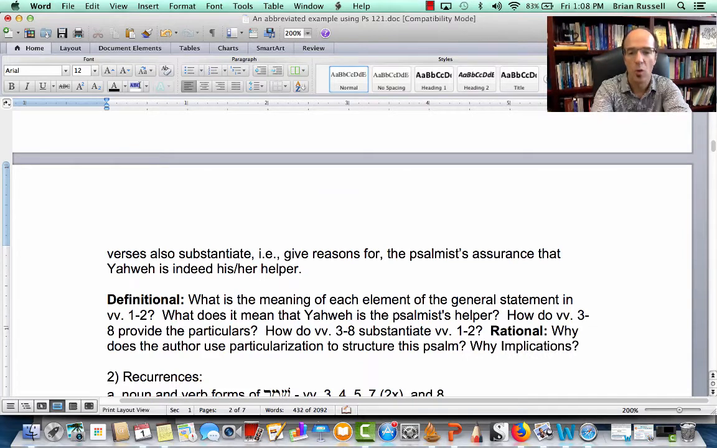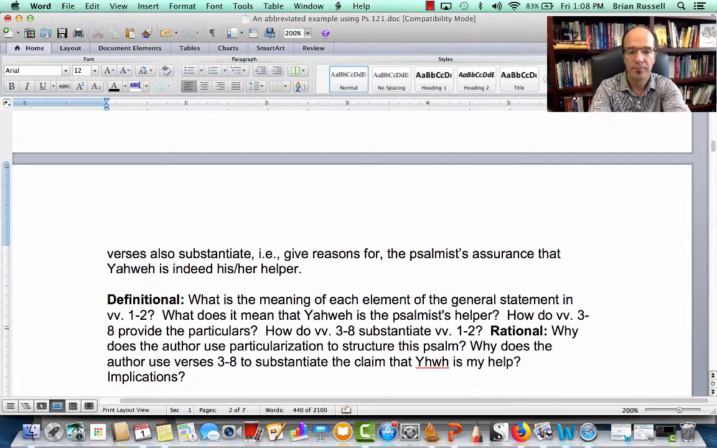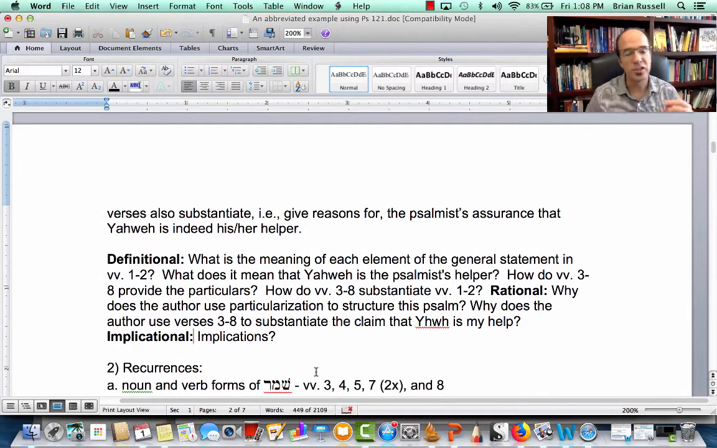And I should also say, why does the author use verses 3 to 8 to substantiate the claim that Yahweh is my help? And the last thing is you want to ask an implicational question, and I usually just write implications. So you can think of these as the what, the why, and the so what. What are the deep implications? Okay, let's go on to another structure.